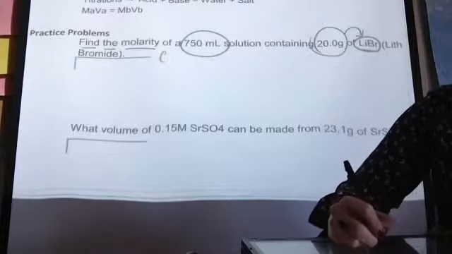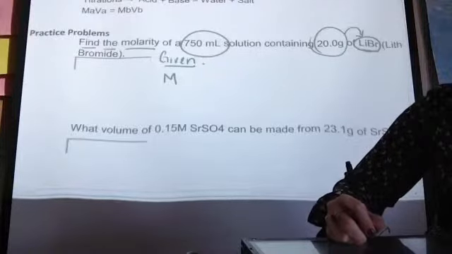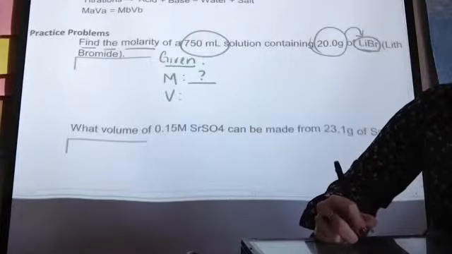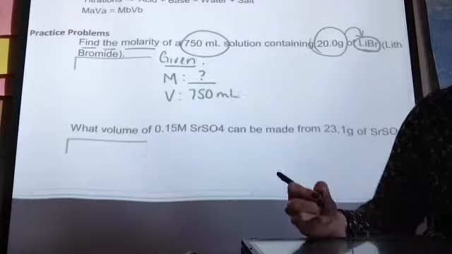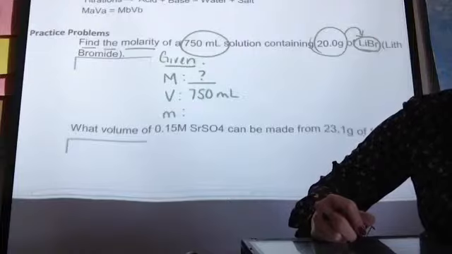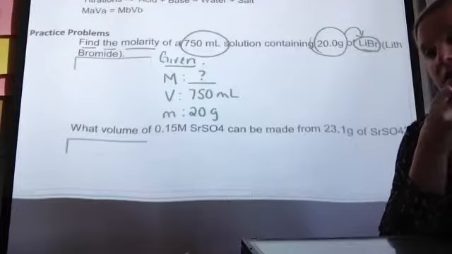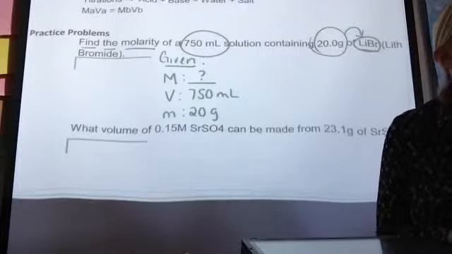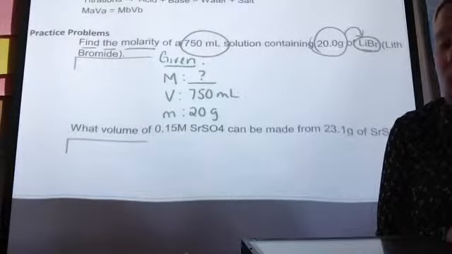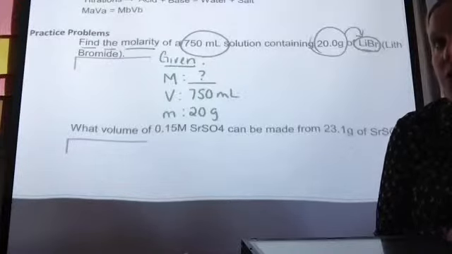So the given: it wants molarity, which is a capital M. It gives me a volume of 750 milliliters. And it gives me a mass, which is a little m, of 20 grams. Now I've listed what's given. I've listed what it wants.